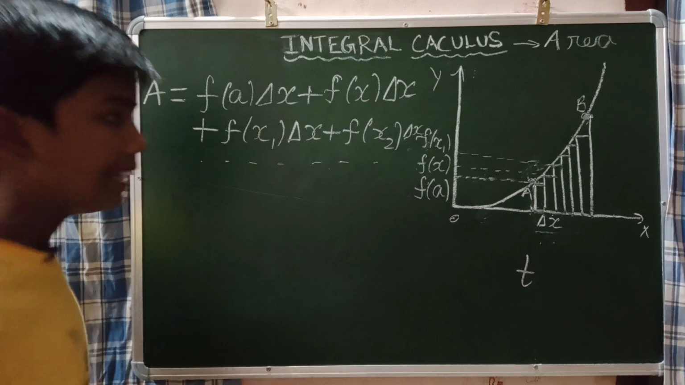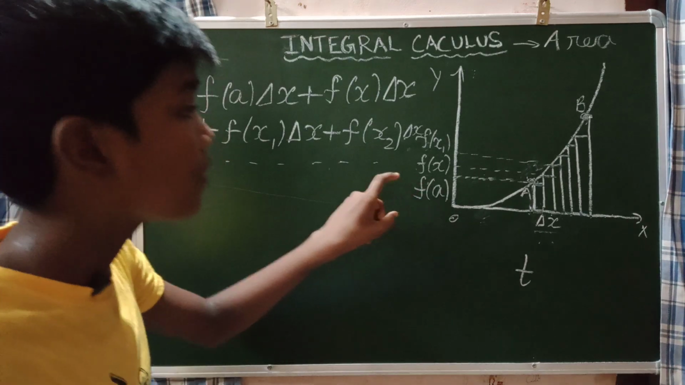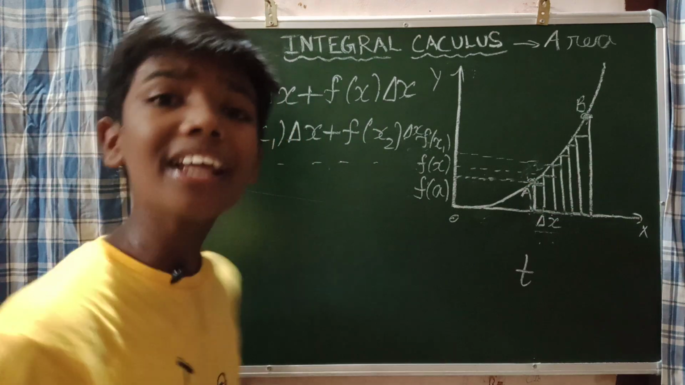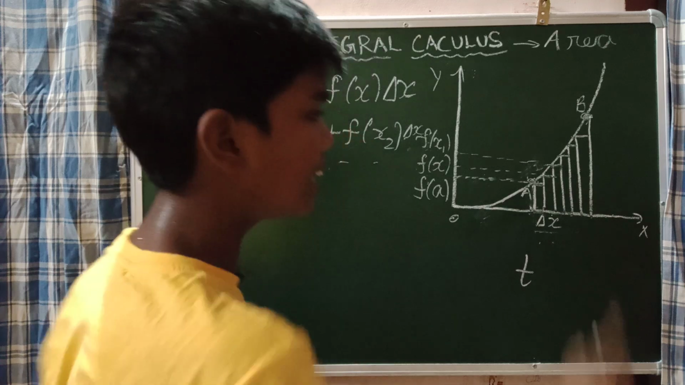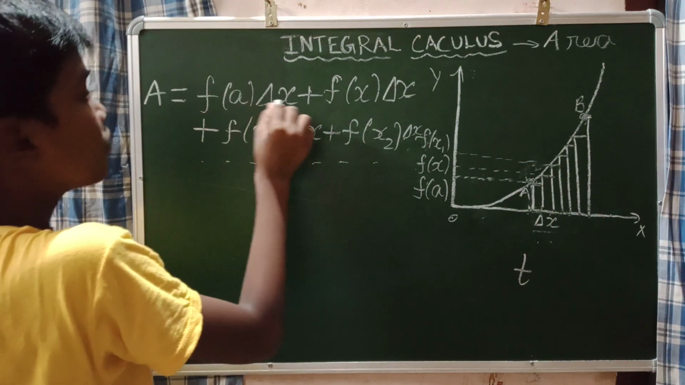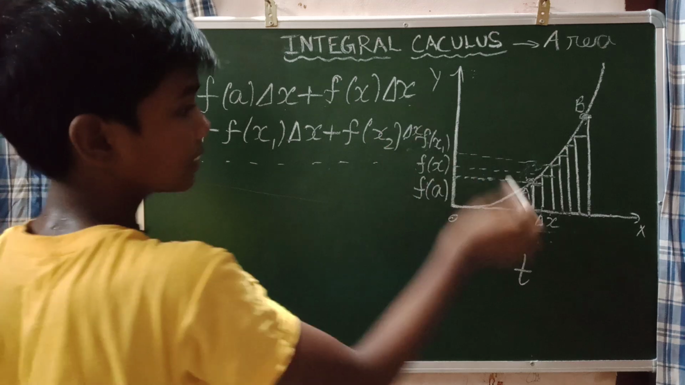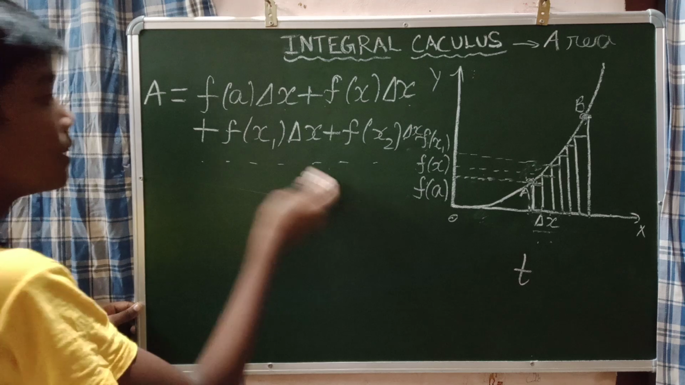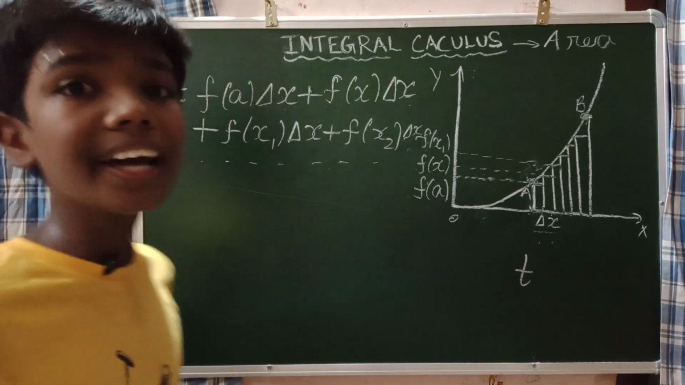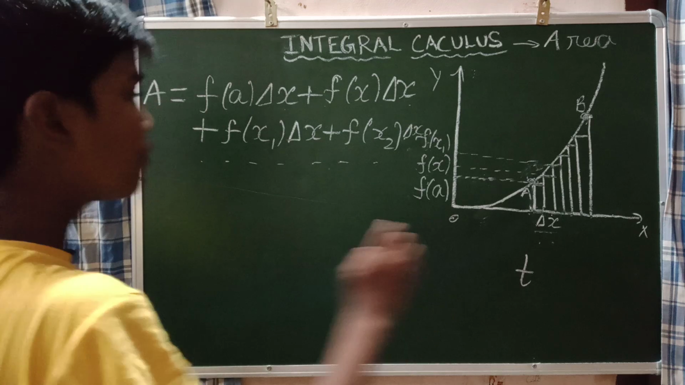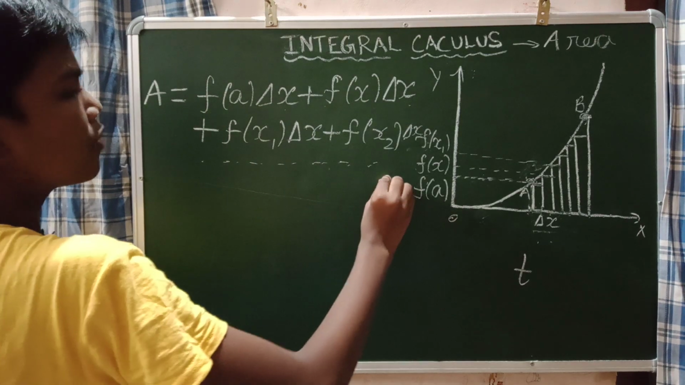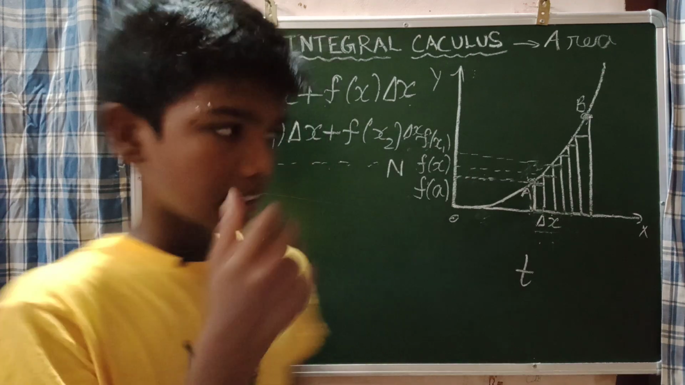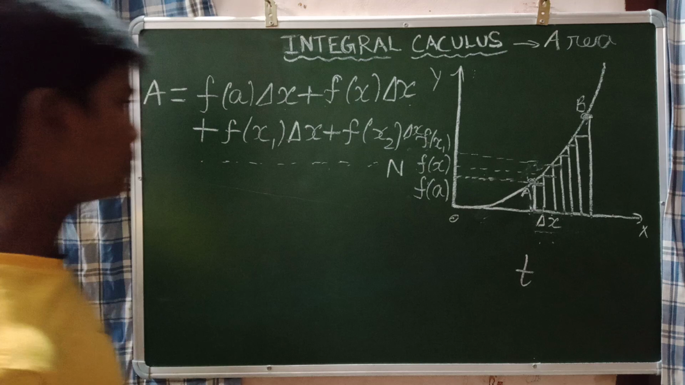Please understand, this is a very important thing. f of a, f of x, f of x1 are the heights of each strip. So how do we find the area? That is length into breadth. The first strip area will be f of a into delta x. For the second strip, f of x into delta x. For the third strip the length is f of x1 into delta x. Fourth strip, f of x2 into delta x. This is how we find it, and it goes on like that, up to n number of strips.